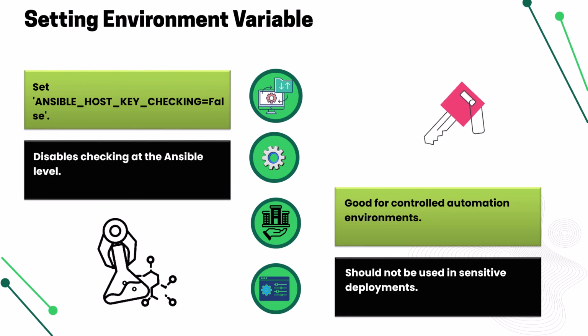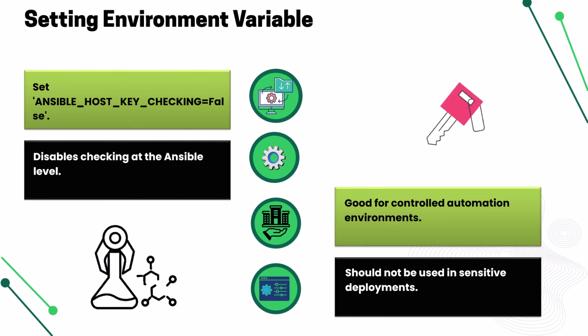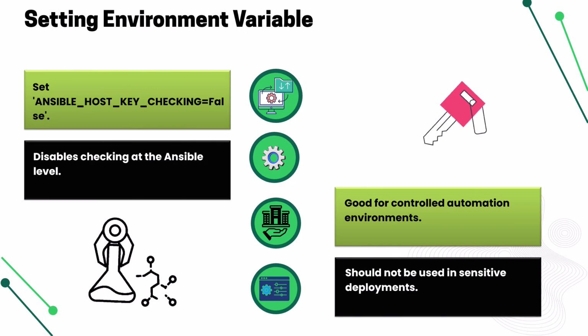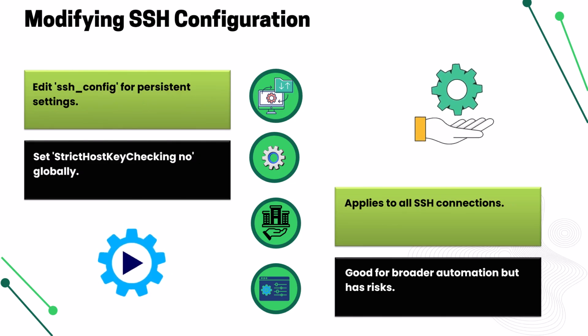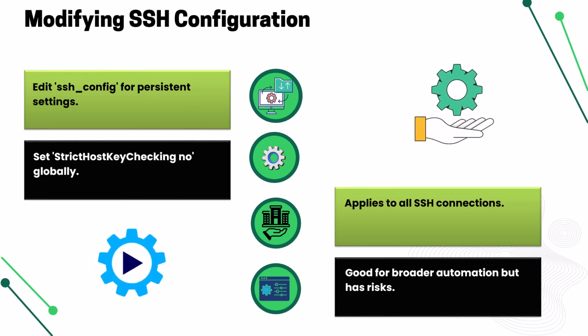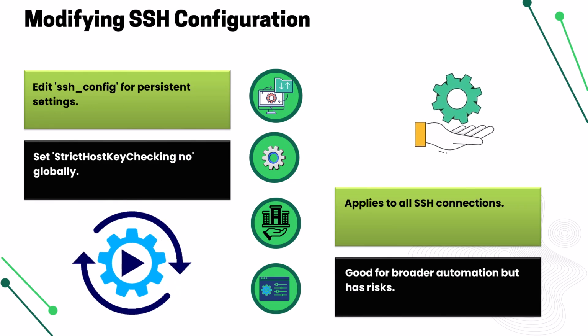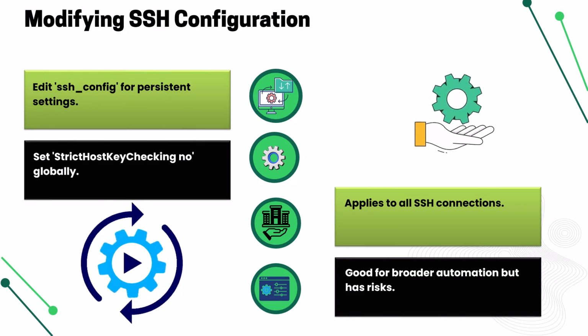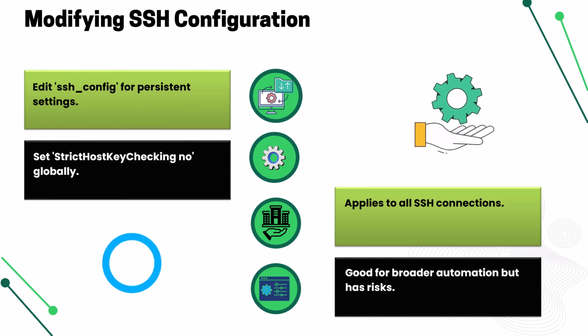Want to tell Ansible to stop bothering with host key checks? Easy, set ANSIBLE_HOST_KEY_CHECKING=false. This works well when automation is running in a controlled setting, but use caution. No one wants unintended connections sneaking in. Another method is tweaking SSH's configuration file. Set StrictHostKeyChecking no in the SSH config. This applies across the board, making automation seamless. But remember, security matters, so use with discretion.